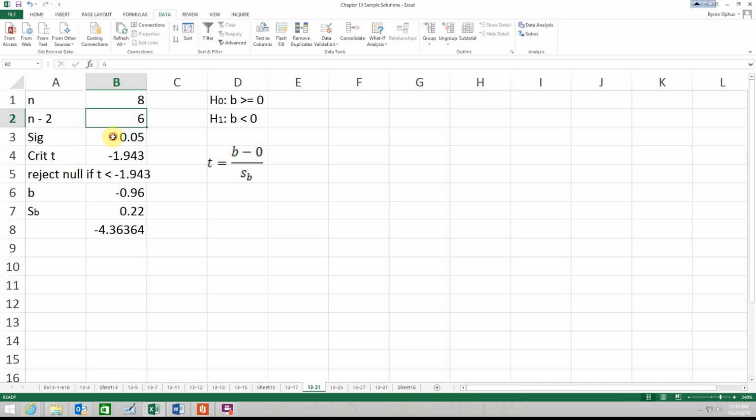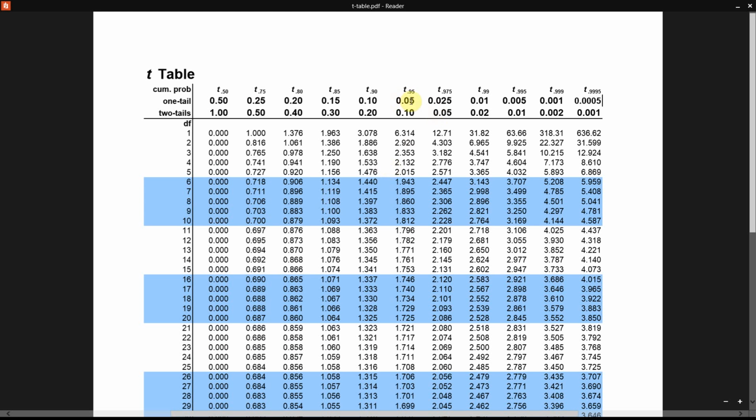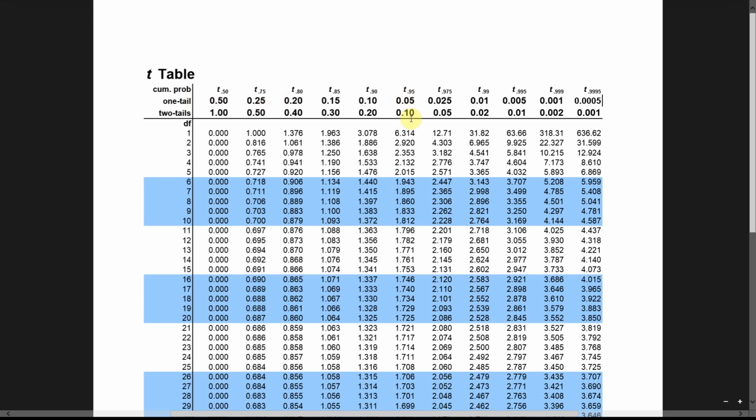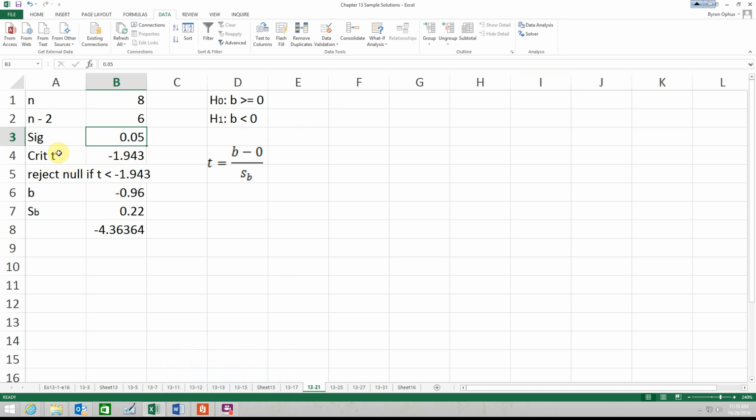Okay, and the significance they give us is 0.05, so now we have to find our critical t, and since we're doing a less than, it's going to be negative. We just find the t that's associated with the degrees of freedom of 6, one-tailed 0.05, right? One-tailed 0.05, come down to 6, which is right here. So it's going to be a minus 1.943. So my critical t, I'm going to reject the null if t is less than minus 1.943.